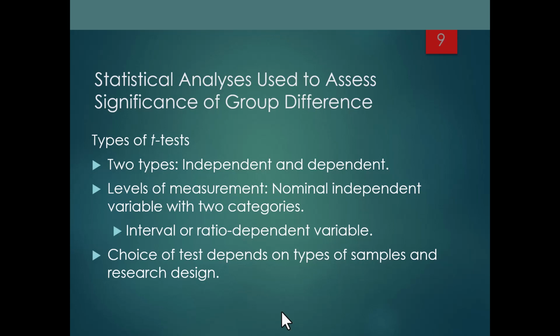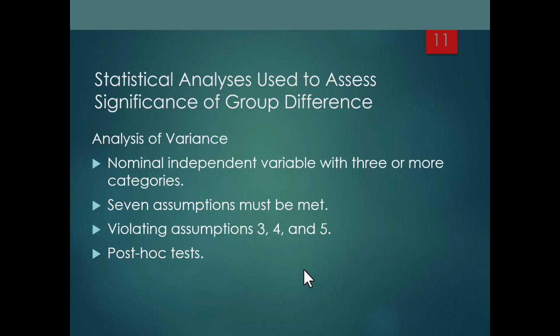But the same participants are in the pre-test group and the same participants are in the post-test group. All right, the other test is your analysis of variance, or your ANOVA. The analysis of variance is used when you have one independent variable which is nominal with 3 or more categories, and 1 dependent variable, which is interval or ratio level.